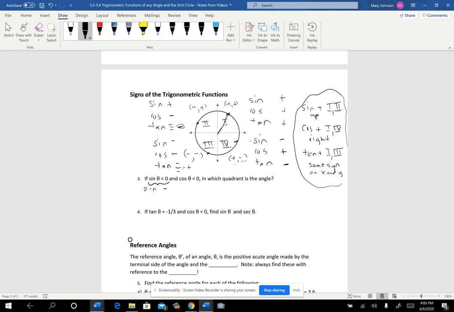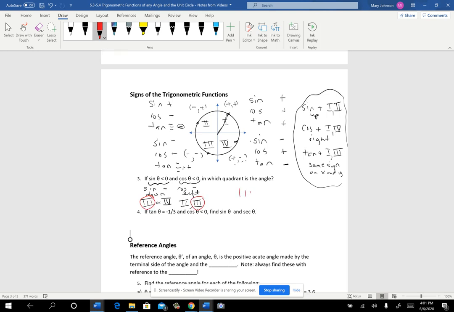You have to think about, well, for sine to be negative, sine is the y coordinate, so you'd have to be down in 3 or 4, okay? Cosine negative, you have to be to the left to have a negative cosine. Your x would have to be negative. Then that would put you in quadrants 2 or 3. Okay, so if both of those have to be true, then that means your angle has to be in quadrant 3.